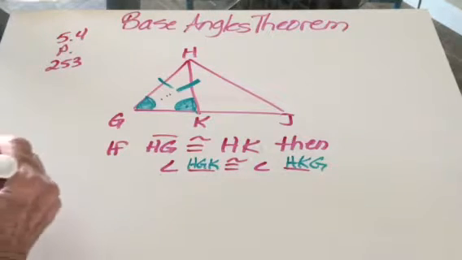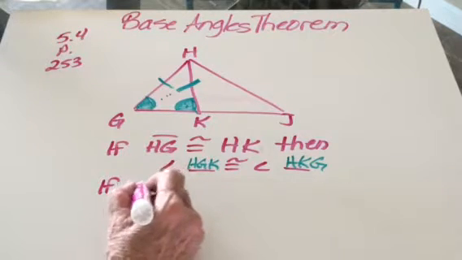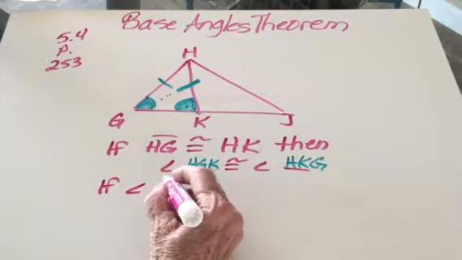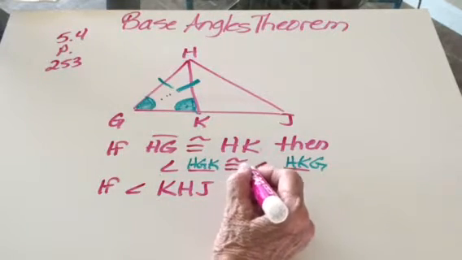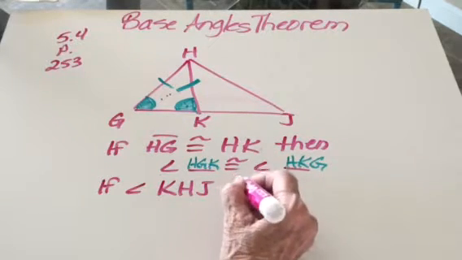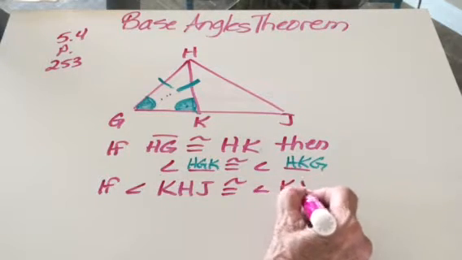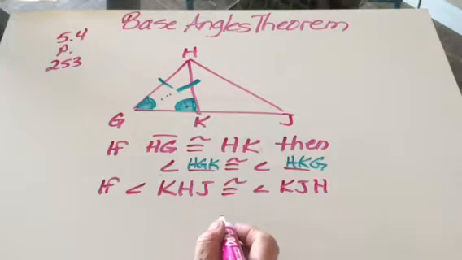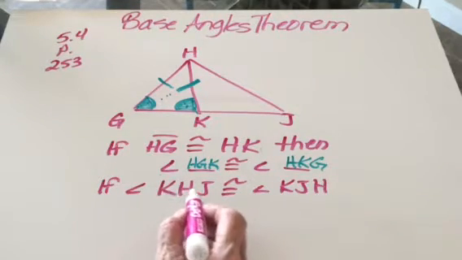Now the second part of this says this. If angle KHJ is congruent to angle KJH, then what can we say about the sides? So that's what it's asking us to find out. What can we say about the sides? So again, let's mark it. KHJ.